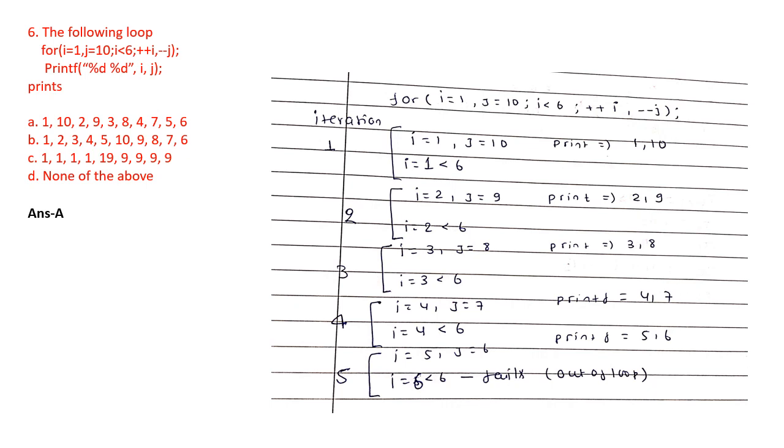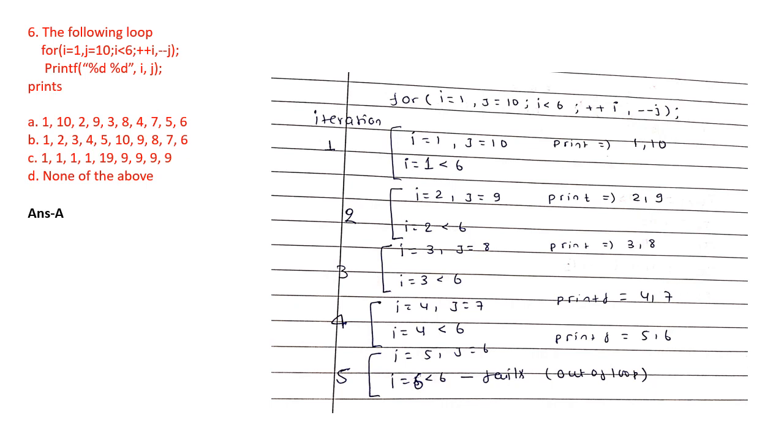Similarly, it is using two variables, i equals 1 and j equals 10. For i equals 1 and j equals 10, it will check whether 1 is less than 6 or not, so it would be true. So it will print 1 and 10. Now it will increase i and decrease j.